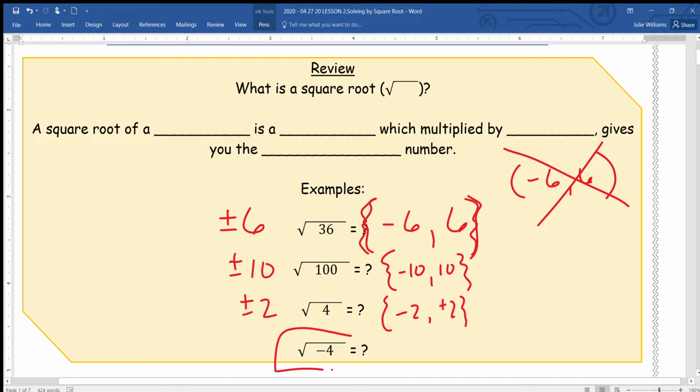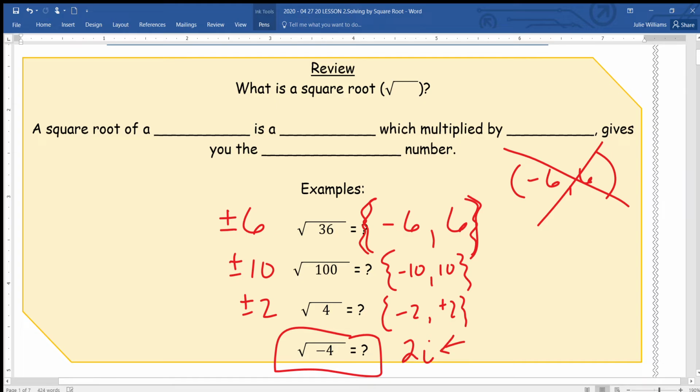And then I wanted to show you this one. So think about square root of a negative number. Square root of -4. What times itself equals -4? Well, it can't be 2 because 2 times 2 is 4. It can't be -2 because -2 times -2 is +4. So it actually is 2i.